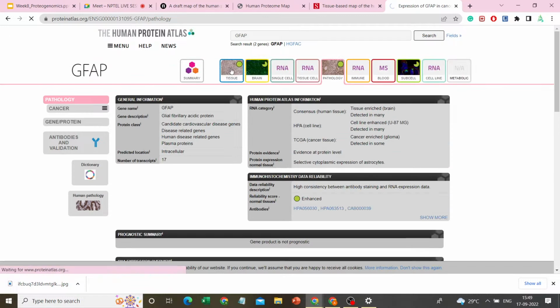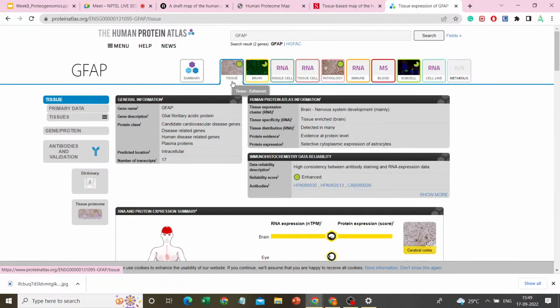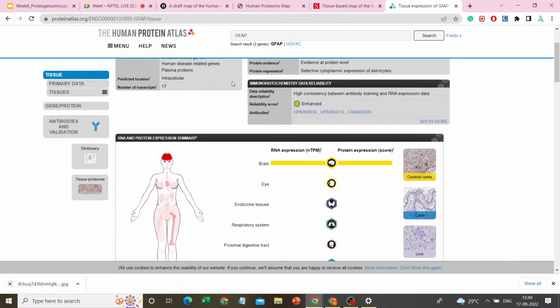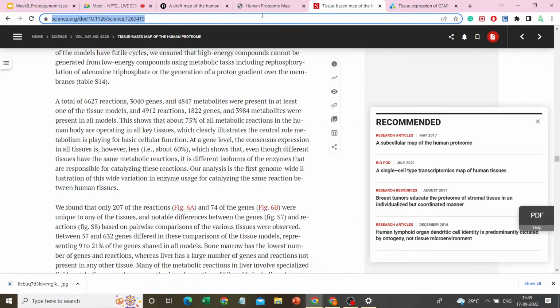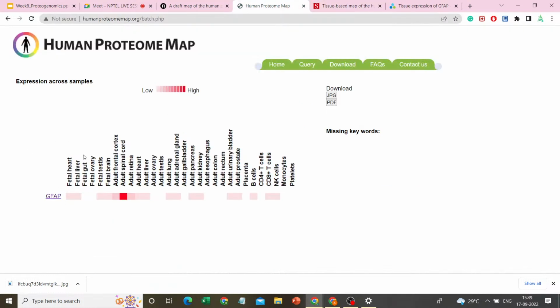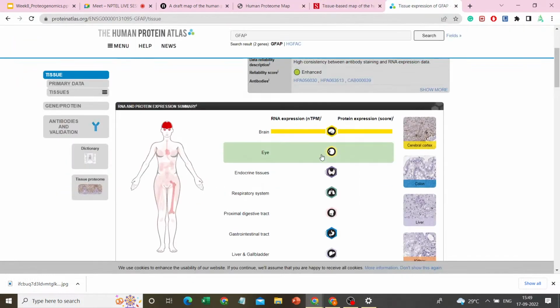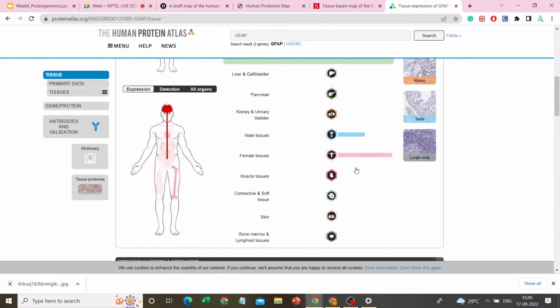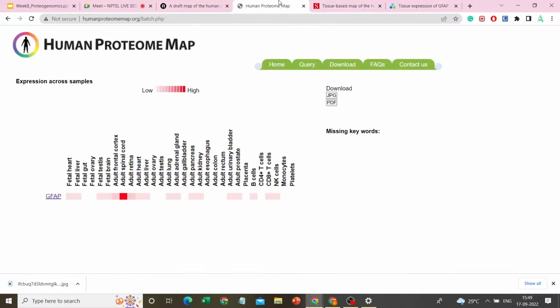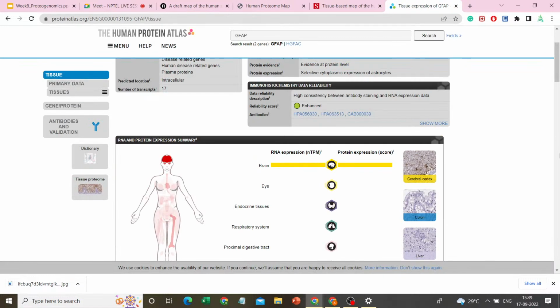Now if you go for the tissue, just see the difference: in the Human Proteome Map, where GFAP has been shown, and where it is showing here. RNA expression in TPM: brain is showing the highest. Okay, so expression detection, and what is the expression level of the fetal brain, spinal cord, and this brain?